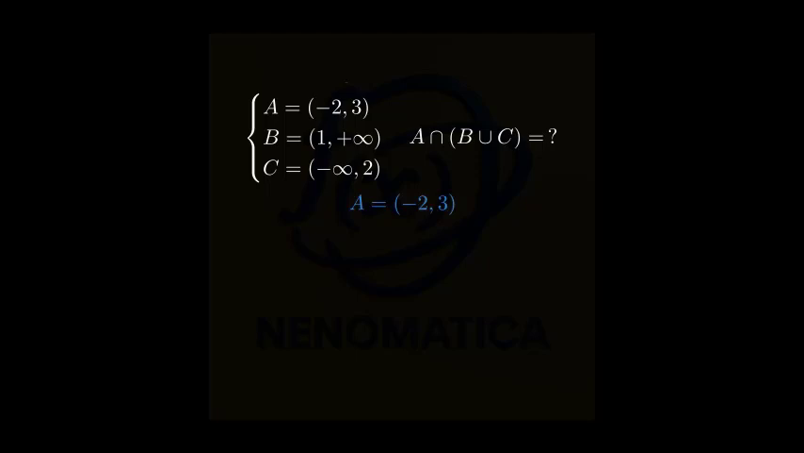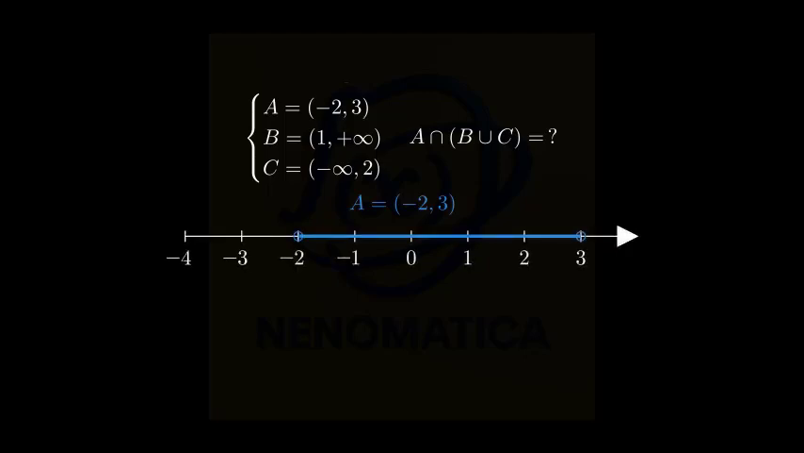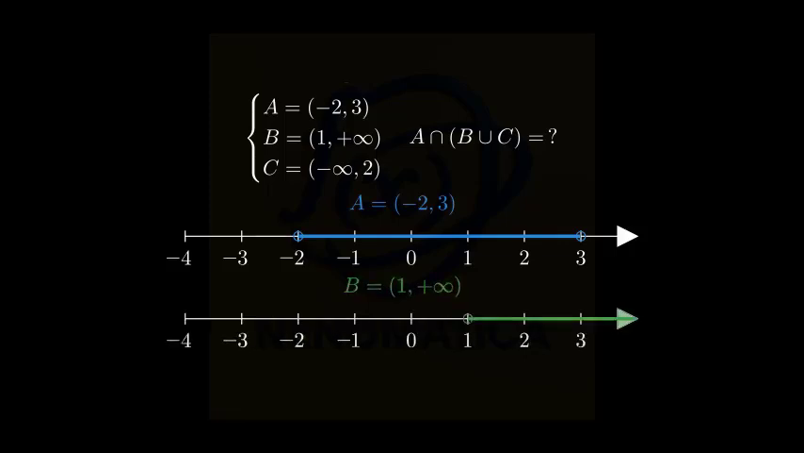Set A is the open interval from -2 to 3, which means all real numbers greater than -2 and less than 3. On a number line, it looks like this. Set B is the open interval from 1 to +infinity, which means all real numbers greater than 1. This is how it's represented on a number line. Set C is the open interval from -infinity to 2, which means all real numbers less than 2.